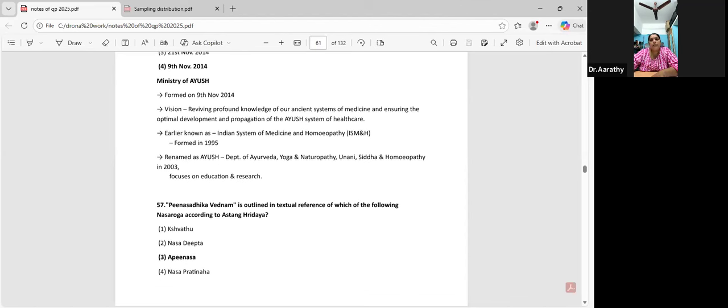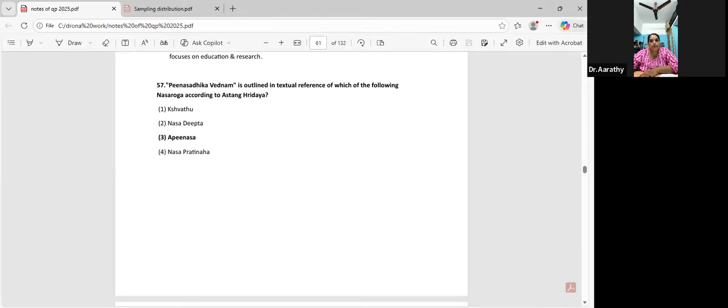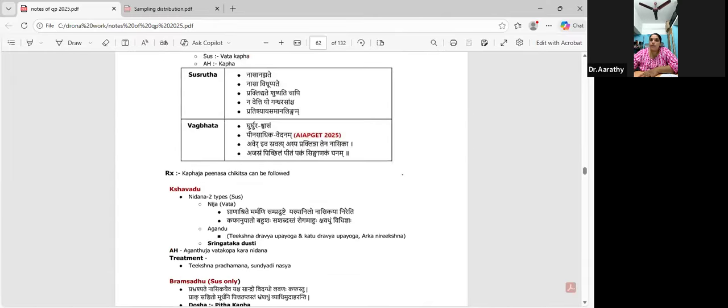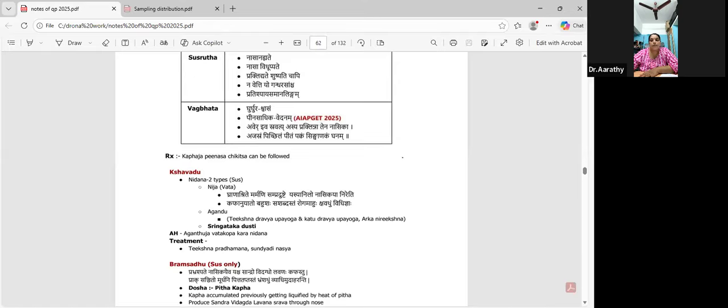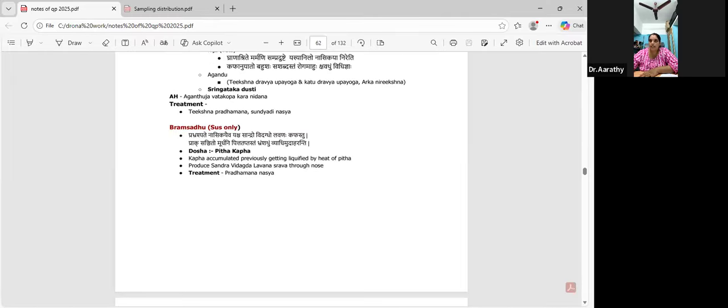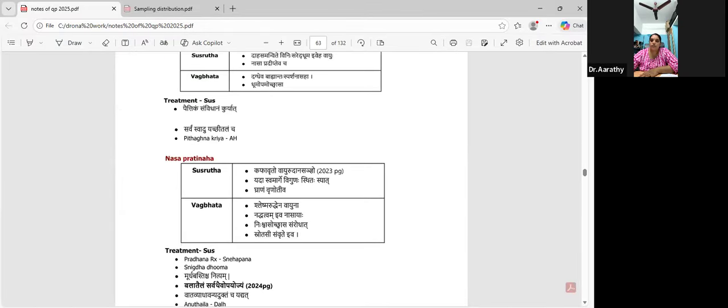Okay. Now, 57, Pinasa Adhiga Vedana is outlined in textual reference of which of the following Nasa Roga according to Ashtanga Hridaya. So, again, it is Nasa Rogam, Shalakyam 2. As I said before, do make separate compilations for the dosha predominance and specific symptoms of each roga and study it. So, always remember something is better than nothing. Just by omitting one portion, you have more chance of losing marks, right? So you can learn something, and from something you might be able to deduce the answer, even if it is not direct.